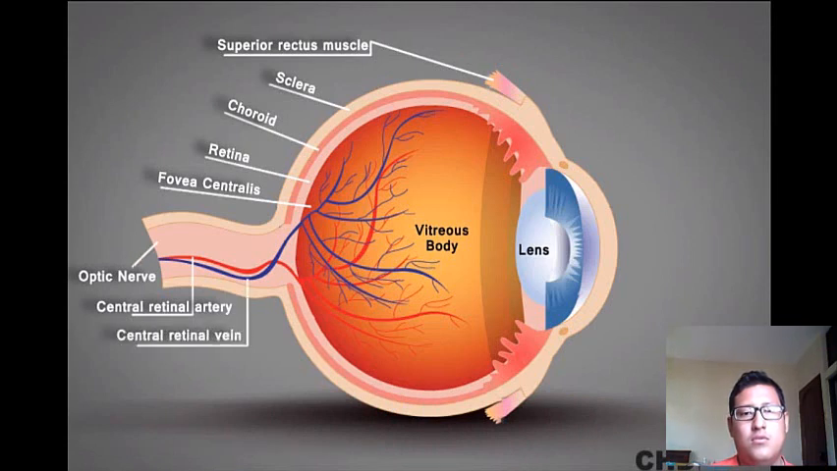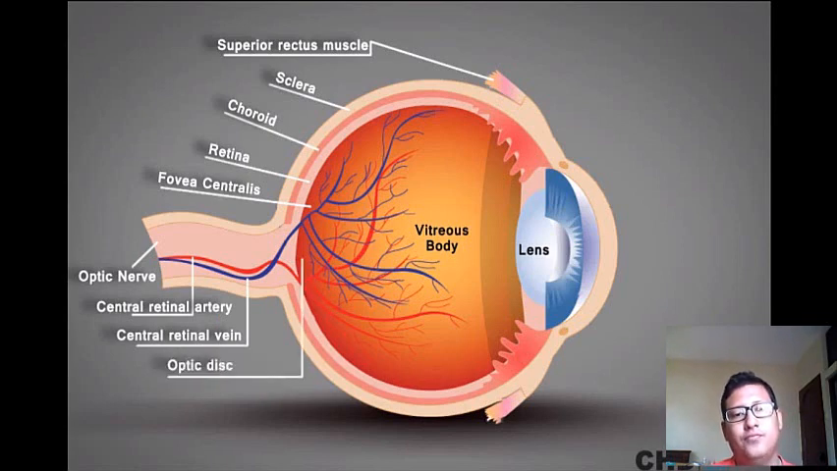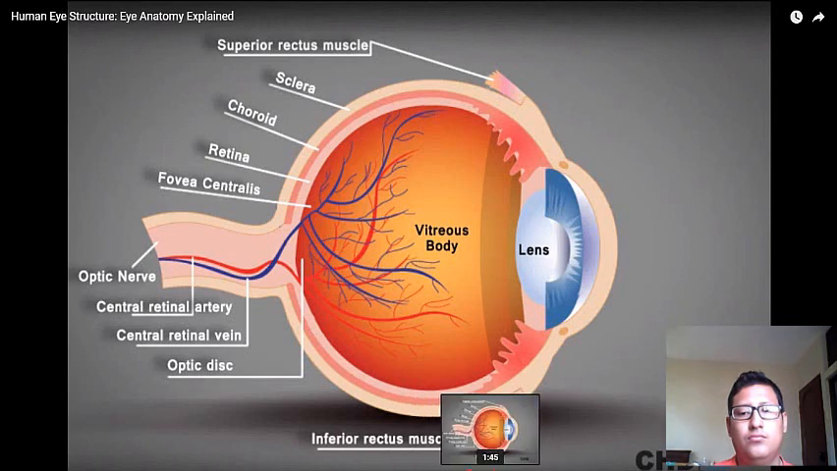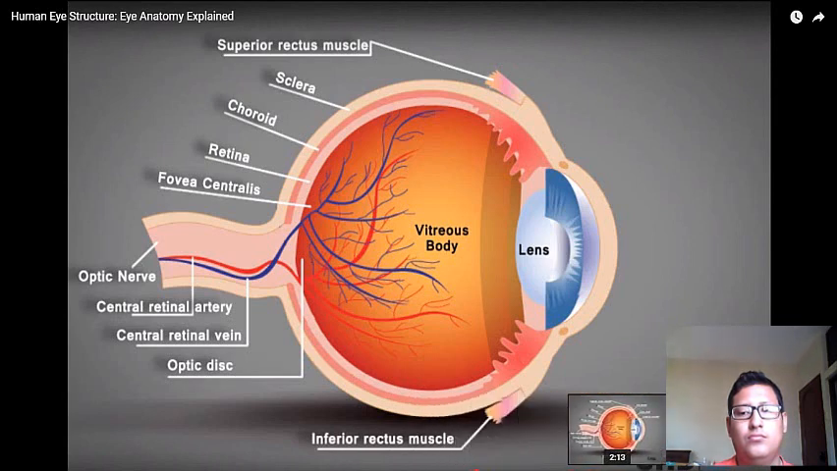The central retinal vein is a short vein that runs via the optic nerve and drains blood from the capillaries of the retina into the large veins outside the eye. The optic disc is also known as the blind spot. This is where all of the axons of the ganglion cells exit the retina to form the optic nerve. The inferior rectus muscle is located in the orbit. It is one of 6 muscles that control the movements of the eye.